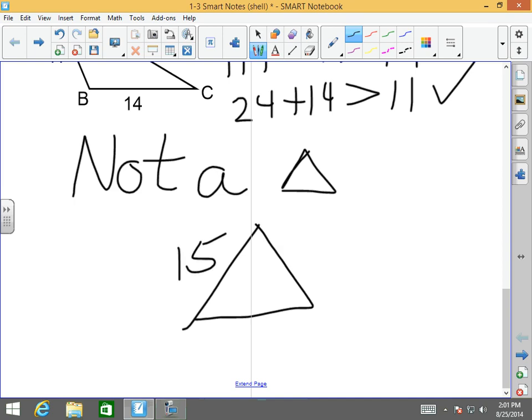So in other words, this would not be a triangle. I had 15, 15, let's say 30. That's awesome, but that's not a triangle. That's impossible. Because 15 plus 15 is equal to 30, not greater than 30.